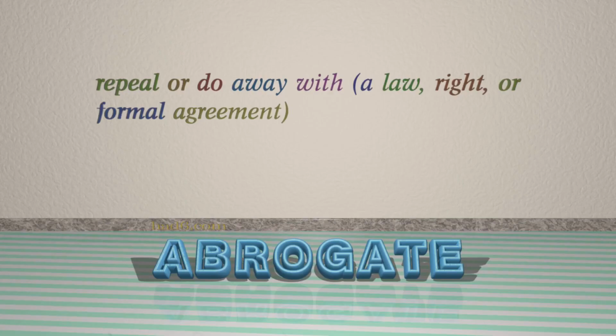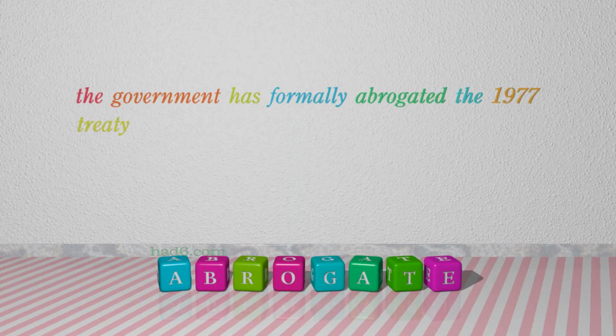Number 6. Abrogate. Which means repeal or do away with a law, right, or formal agreement. Abrogate. For example, the government has formally abrogated the 1977 treaty.